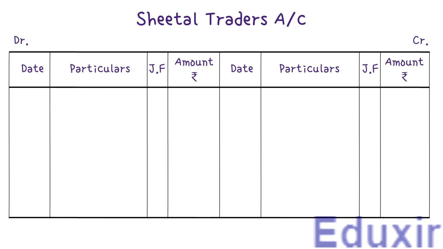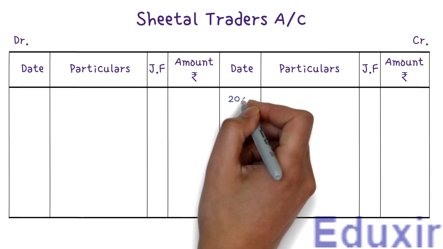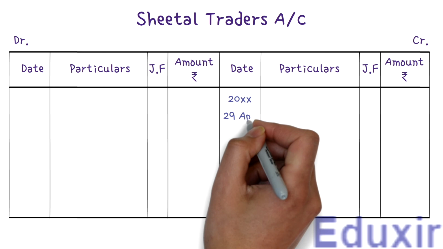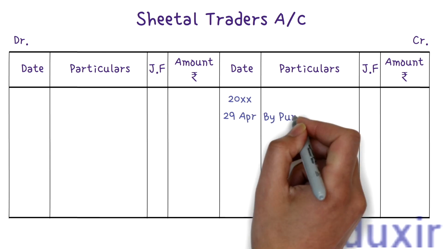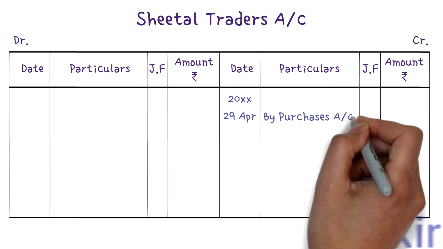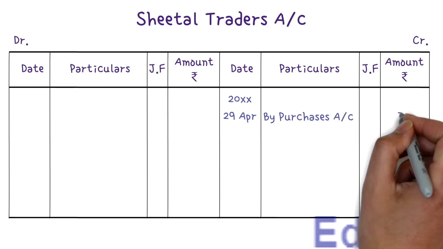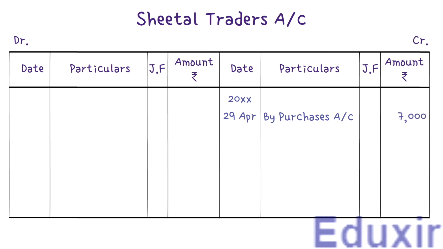As this is the first entry on the credit side, let's first write the year in the date column and let's then write the date. We need to write by purchases account into the particulars column. Let us then write the credit amount of 7000 rupees in the amount column. That completes the posting of this journal entry into Sheetal Traders account. Let us now take up the next entry.